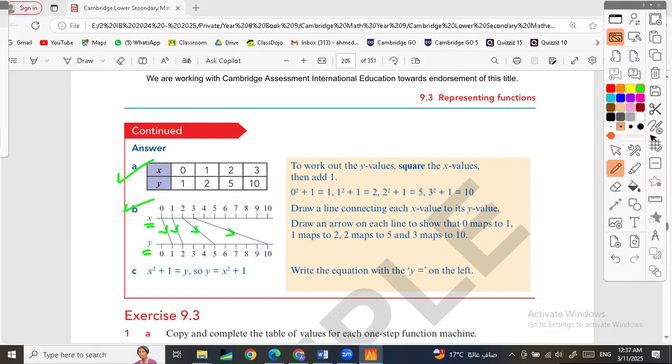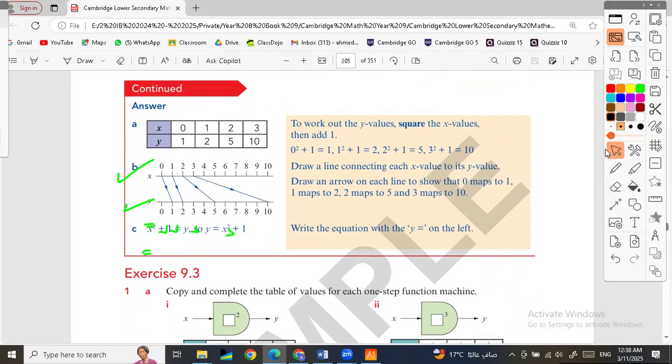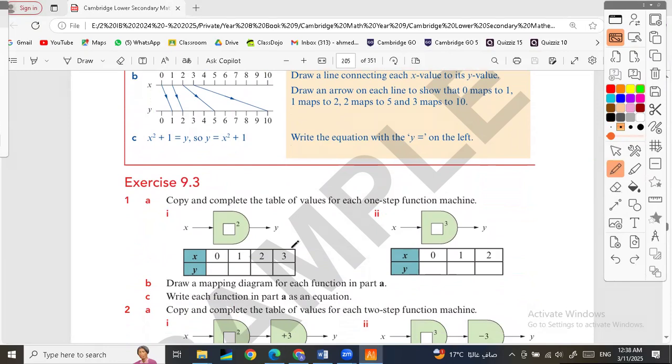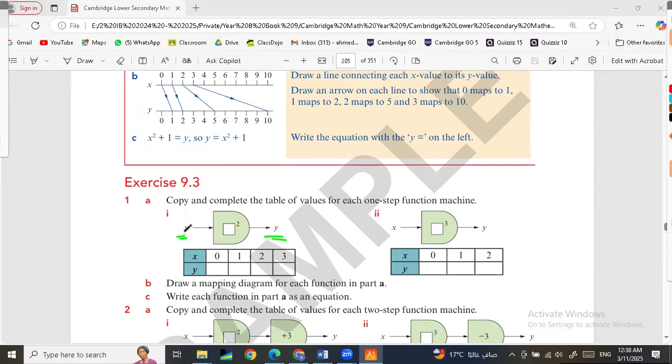If I want the equation: the table of values and the mapping diagram are extremely easy, and they depend completely on how well you read the function. So let's continue over here with the function machine. This function machine says you square the x, it gives you the y. So x, square it, you get y. When x is 0, squared it becomes 0. 1 squared is 1. 2 squared is 4. 3 squared is 9, and so on.